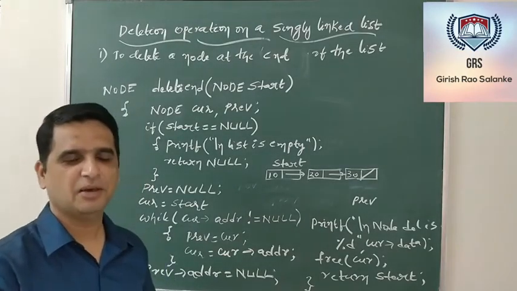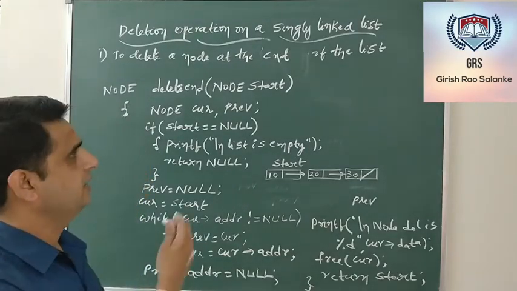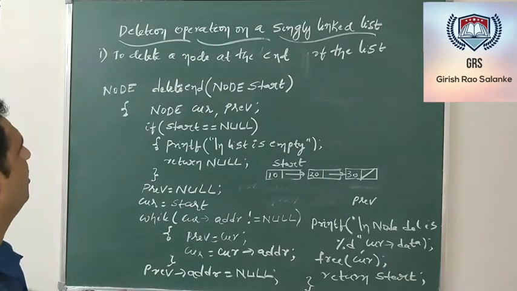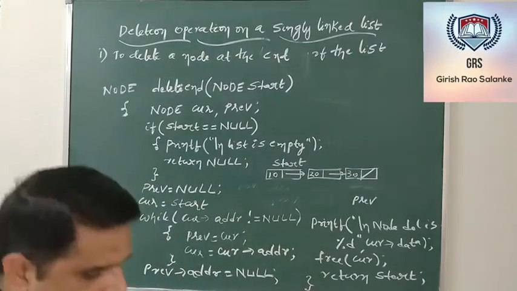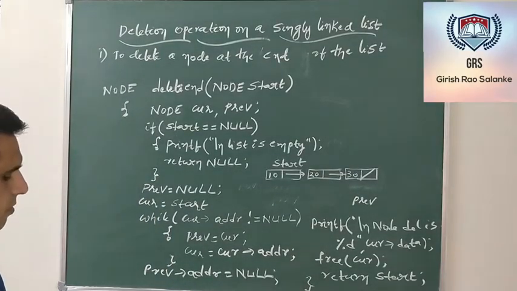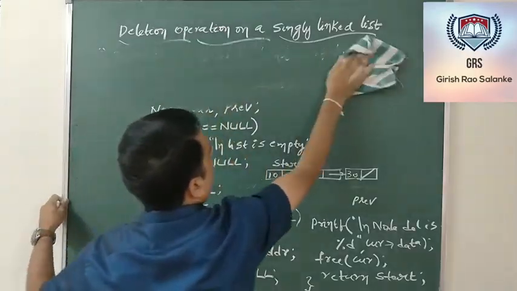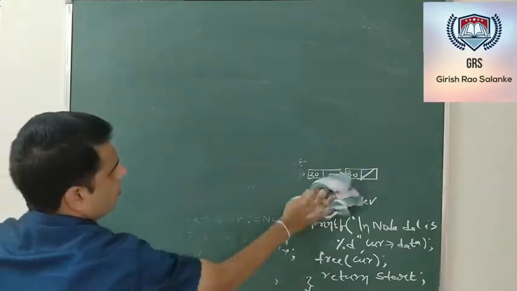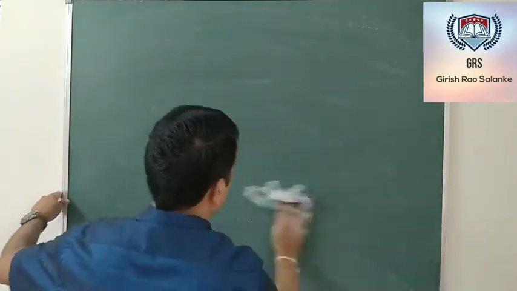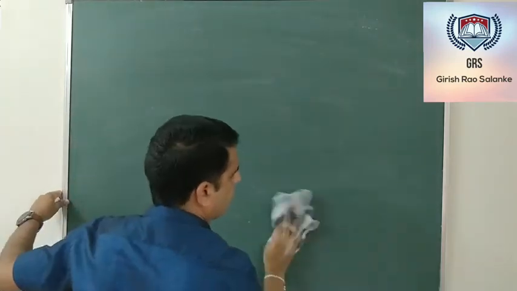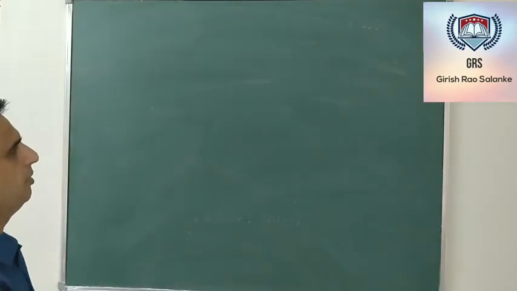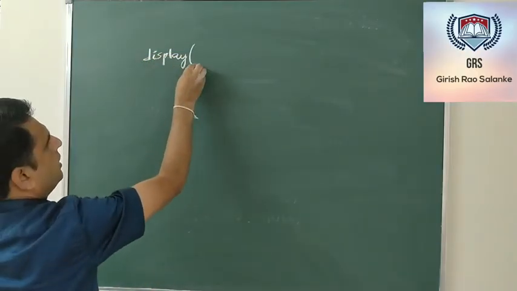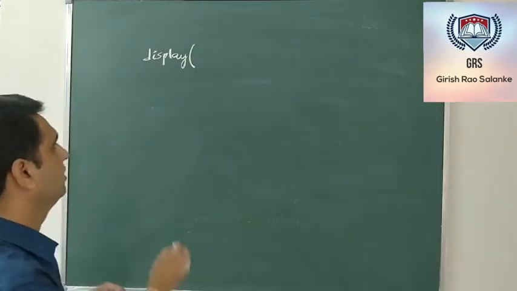Hope this is clear. This is about how to perform a deletion operation at the end of the list. We'll even discuss how to perform the display operation. Coming to display operation, let me have the function name as display. Return type of the display function as void.